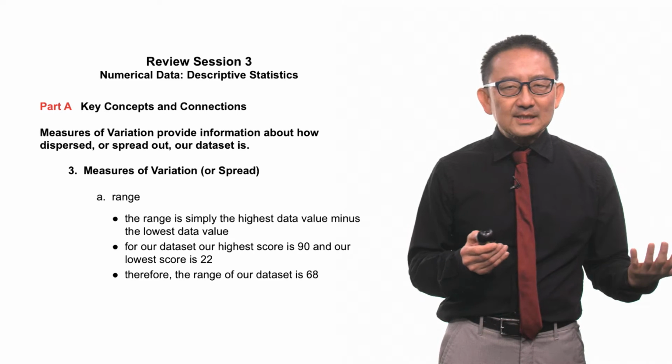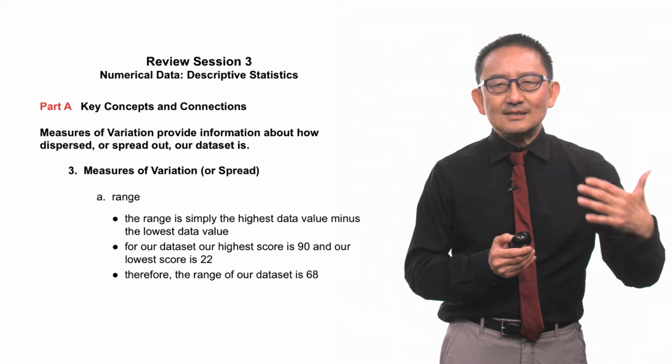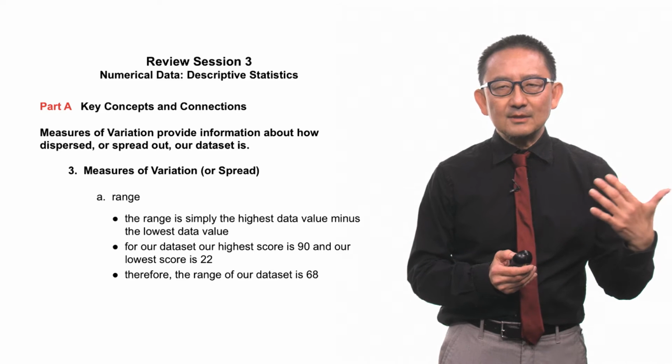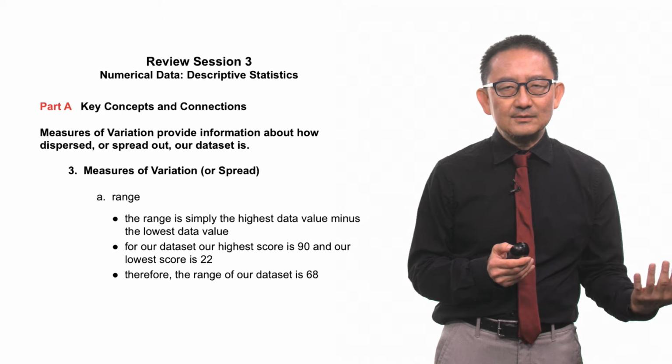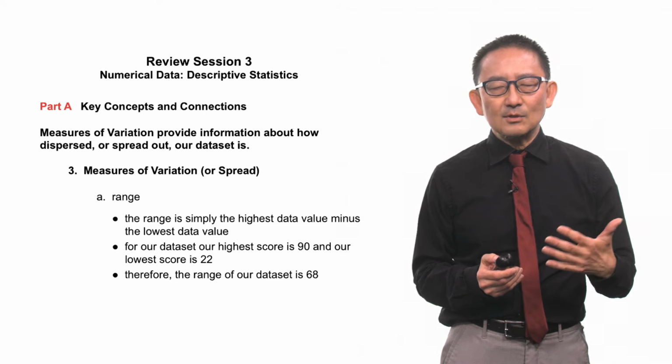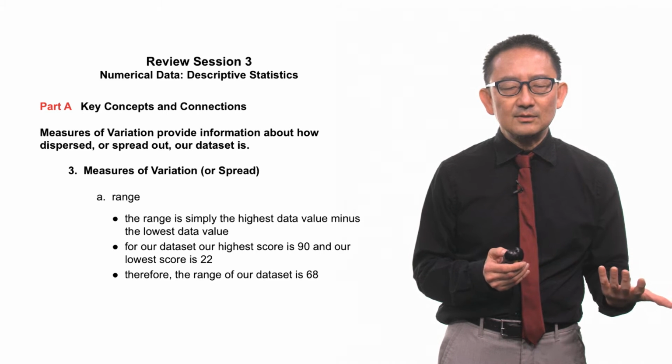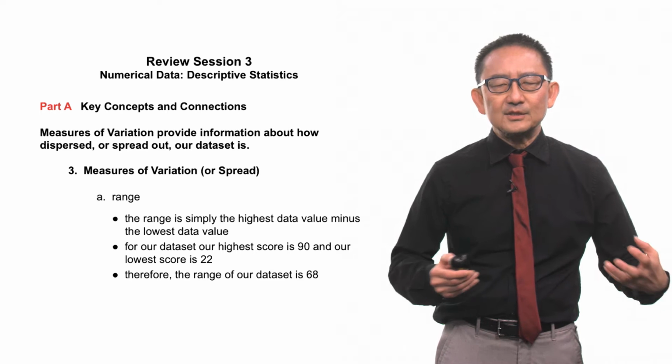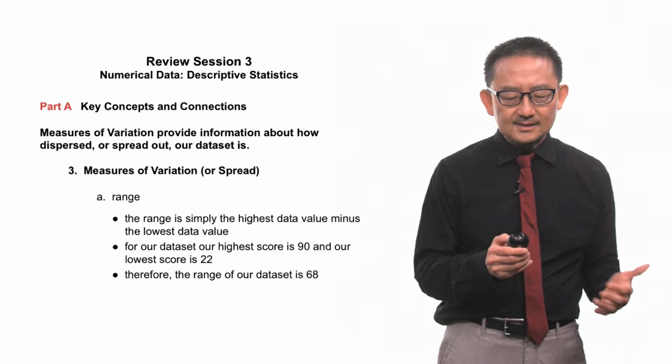The range, simply stated, is the highest data value minus the lowest data value. So in our data set, our highest value is 90 and our lowest score is 22. So we have a range of 68 in our data set.